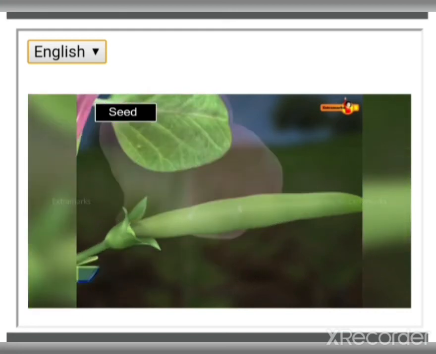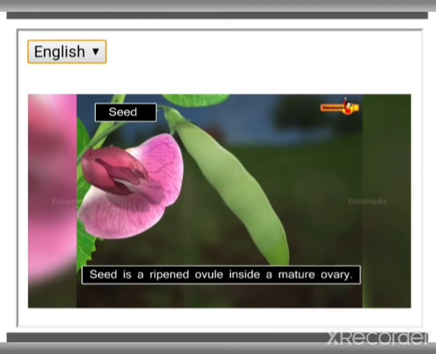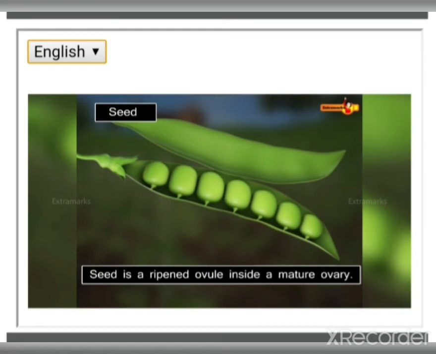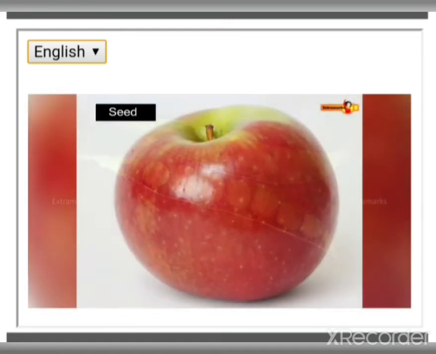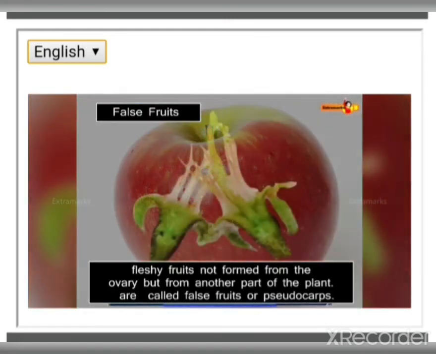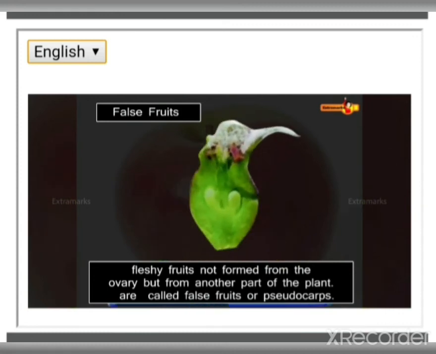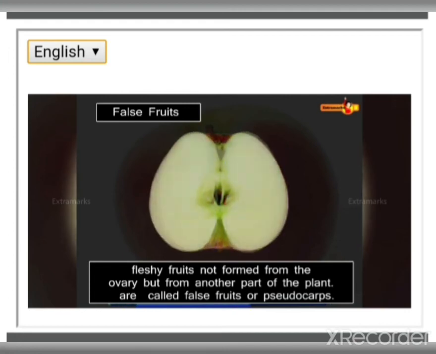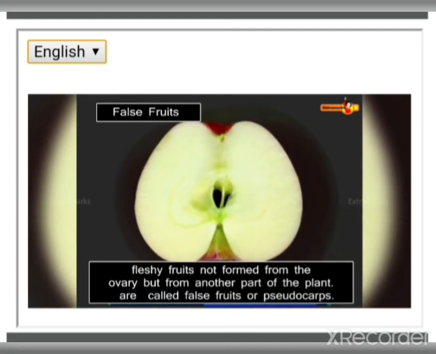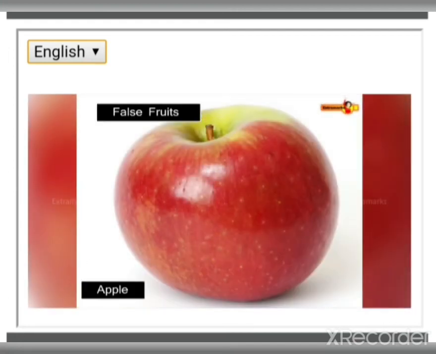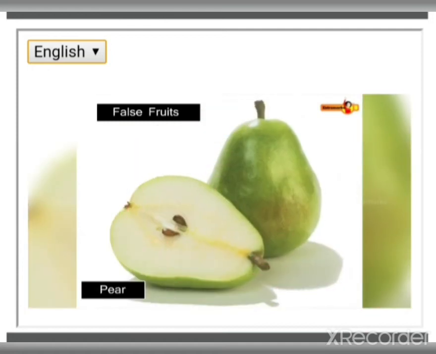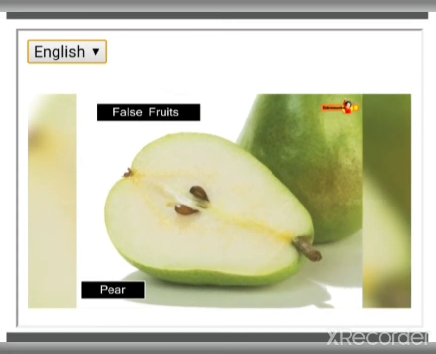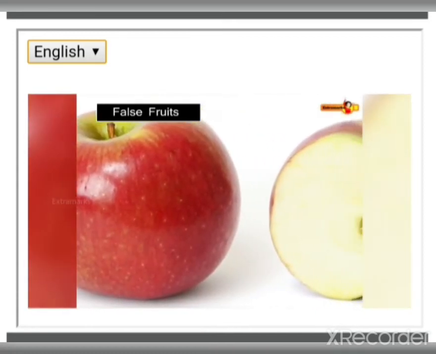As we know, after fertilization, the ovules develop into seeds inside the ovary. Some fruits are not formed from the ovary but from another part of the plant. These are sometimes called false fruits or pseudocarps. In fruits like apple and pear, ovaries do not form fleshy regions. Here, the flower base forms the fleshy part of the fruit that we eat.